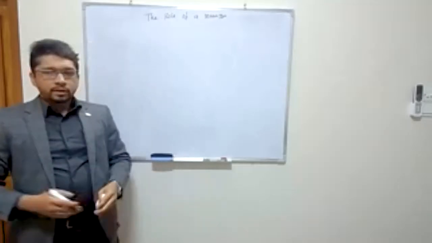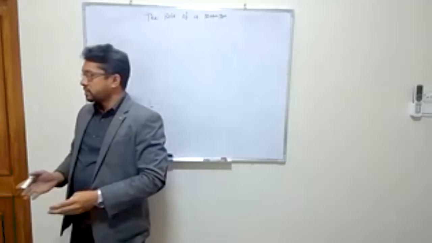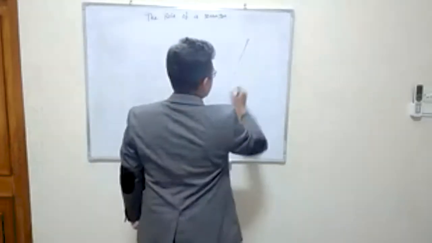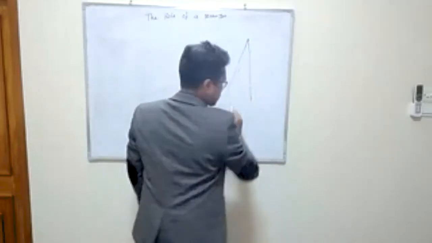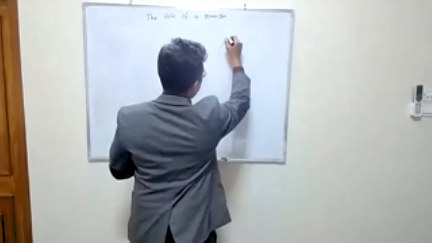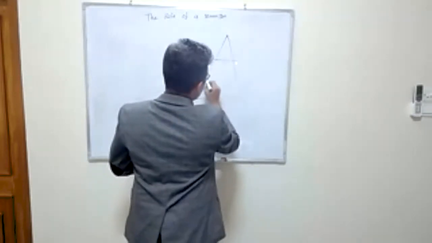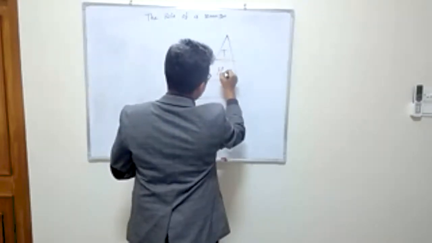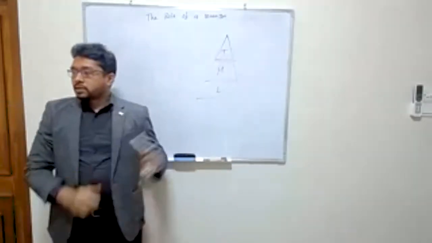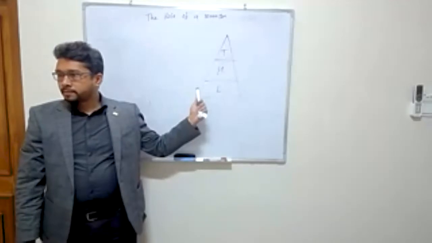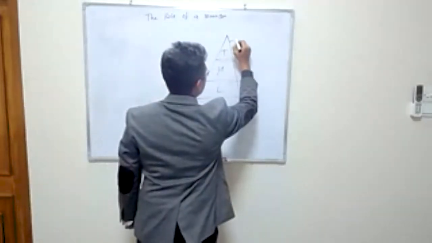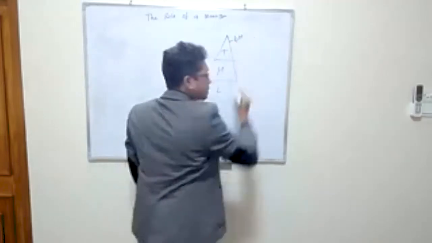So basically, we define manager into three levels: top management, middle management, and lower management. This is the three layers of management in a company. Top management is generally the person who is the general manager, right?